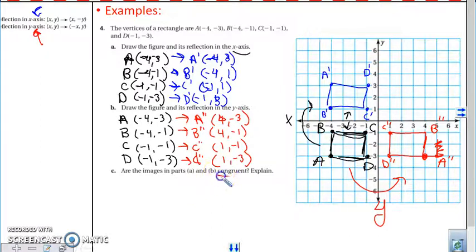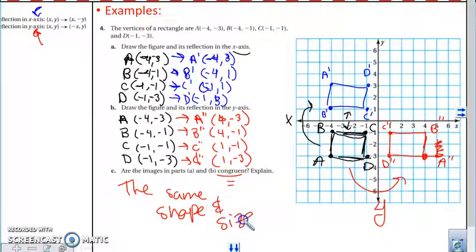Are the images congruent, meaning equal? Yes, they are equal because they are the same shape and the same size. Great.